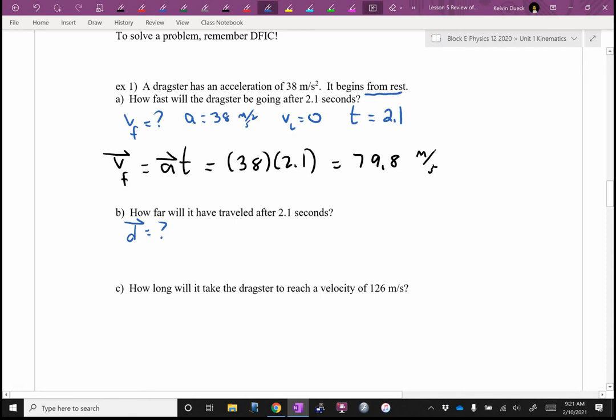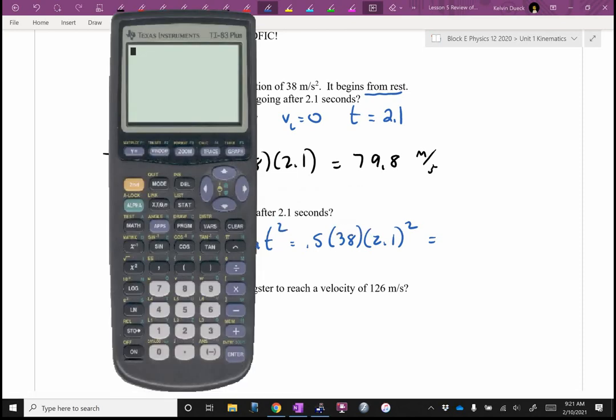You know what? This year, I'm not going to be caring so much. I'm going to find whichever is the laziest way to get me the answer. And the equation that you gave me already has the D by itself. It's 0.5 AT squared, 0.5 times 38 times 2.1 squared. Do you hear that one in your head, Mr. Do It? Yeah, not so much. If I knew what 21 squared was, I could probably get away with doing it.